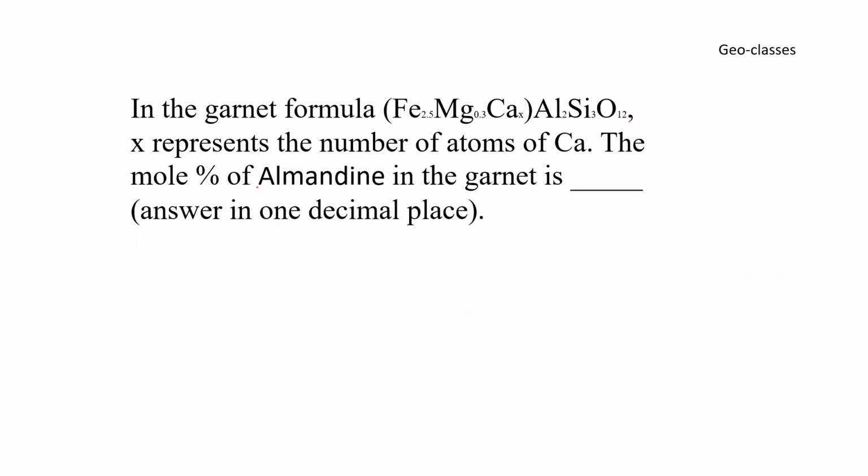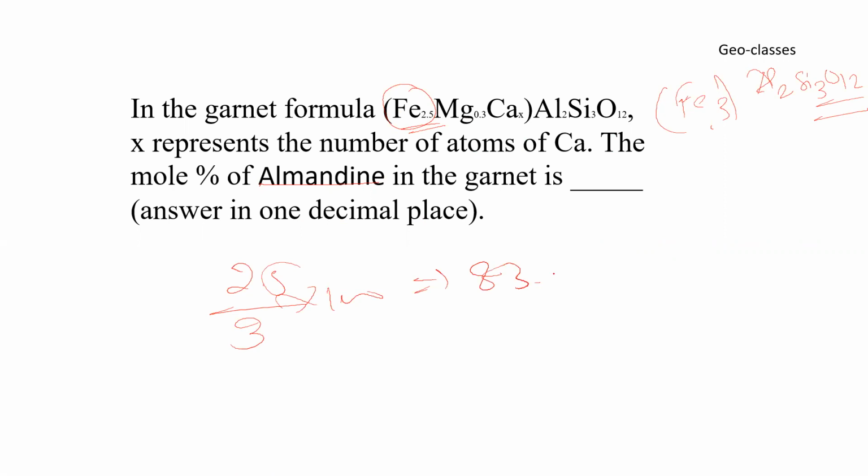So in the same way, we'll have to calculate for almandine. In almandine, you know that we'll have to see this Fe, because almandine has the formula Fe3Al2Si3O12, something like that. So here the almandine is 2.5, which has to be divided by 3 and multiplied by 100. So this will be something like 83. All right, so this is very easy.